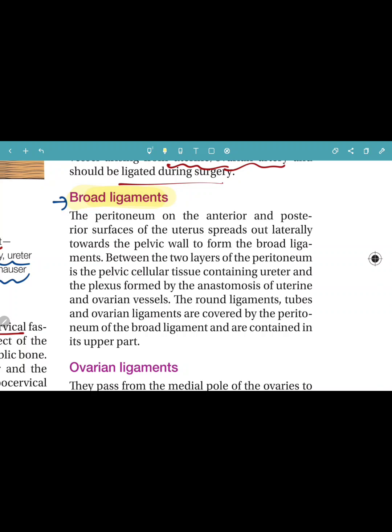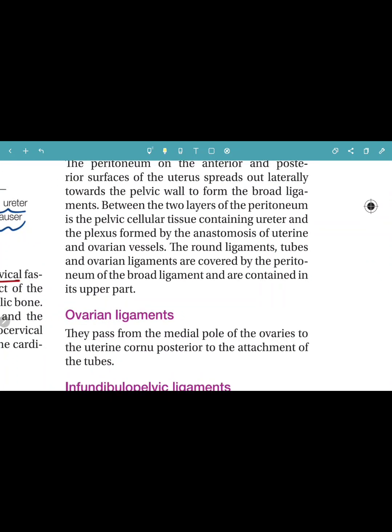Between the two layers of the peritoneum is the pelvic cellular tissue containing the ureter and a plexus formed by the anastomosis of the uterine and ovarian vessels. The round ligaments, the fallopian tubes, and the ovarian ligaments are all covered by the peritoneum of the broad ligament and are contained in its upper part. Very important: the broad ligament contains our round ligaments, tubes, and ovarian ligament.